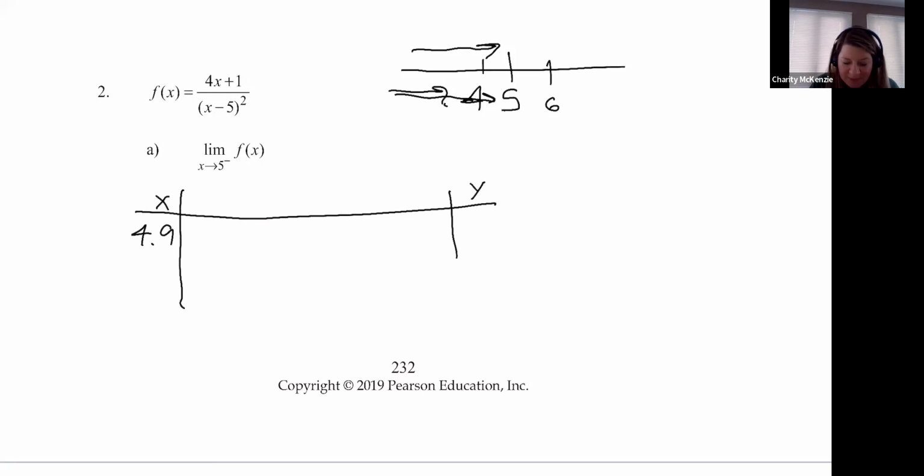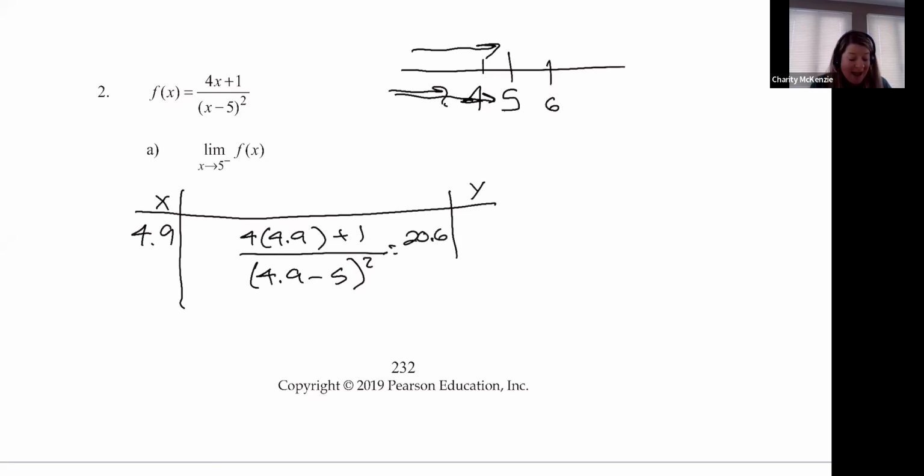So put this value in again. I'm going to have 4 times the 4.9 plus the 1 over 4.9 minus 5 squared. And we're going to calculate that out. So I'm going to use my calculator. So 4 times 4.9 plus 1 is going to give me 20.6. The bottom, 4.9 minus 5, is going to give me negative 0.1. And then I'm going to times that by itself, or oops. So it's going to be a positive.